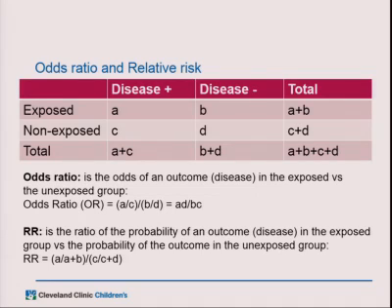The relative risk is a little bit easier. The relative risk is the probability of an outcome in the exposed group divided by the outcome in the unexposed group. So the people who have the disease in the exposed group, A, divided by all the people who were exposed, A plus B, divided by the number of people who have the disease in the unexposed group, C, divided by C plus D. And between those two, you'll be able to get the relative risk. It's just the ratio between the two.